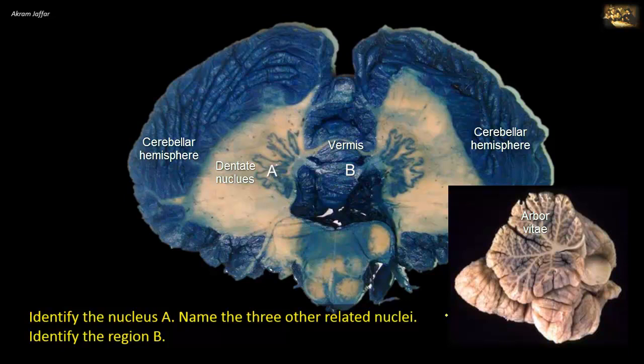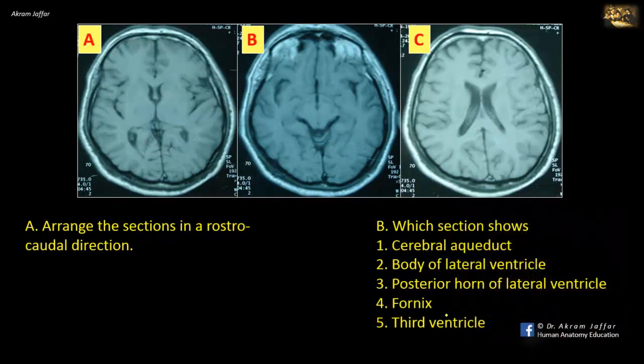Arrange the sections in a rostrocaudal direction. These are axial MRI sections. A is at the level of the interventricular foramen, which communicates between the lateral and third ventricles. The section shows the thalami on either side of the third ventricle. C shows the body of the lateral ventricle, in which the thalamus forms a floor. Thus, it must be at a higher level than A.